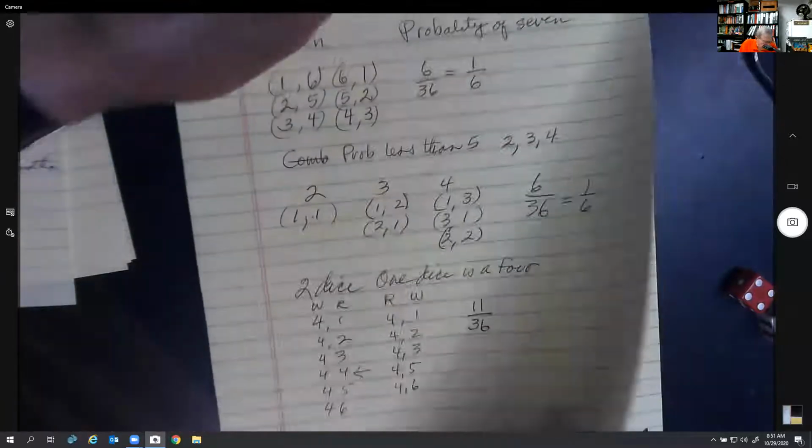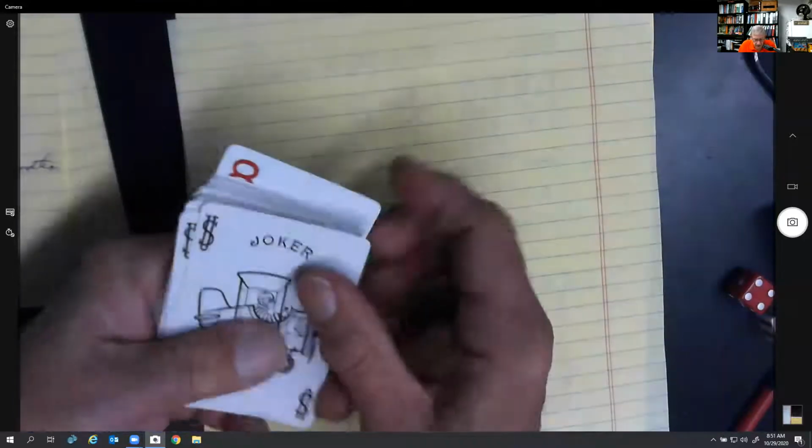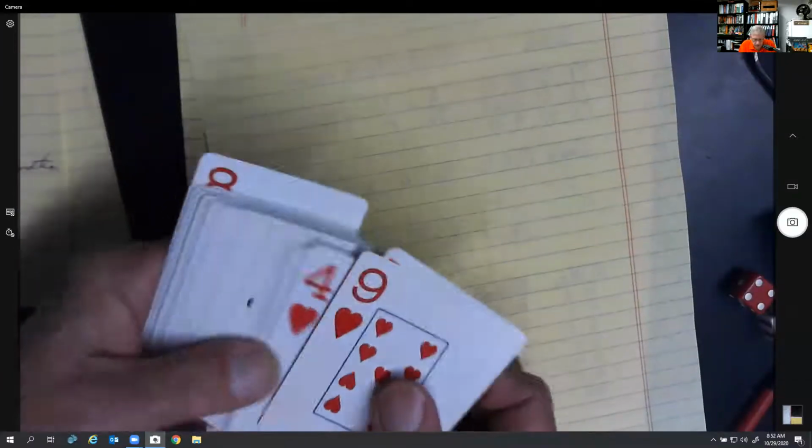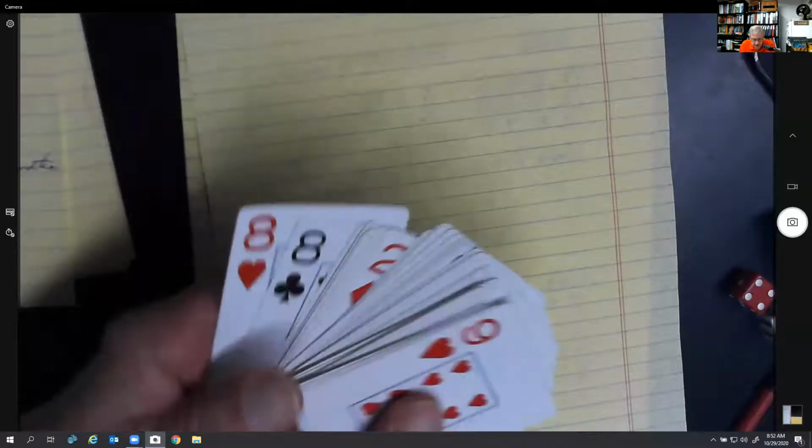Okay, let's try another one. Here's a deck of cards. And on the deck of cards, we're not going to use that card. We're not going to use jokers. We're not going to use these kind of weird cards. We're just going to use these cards here.